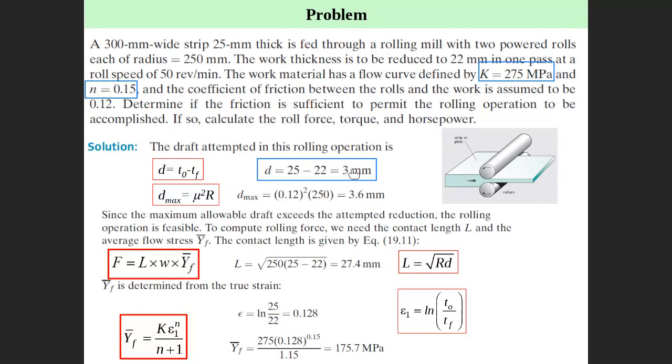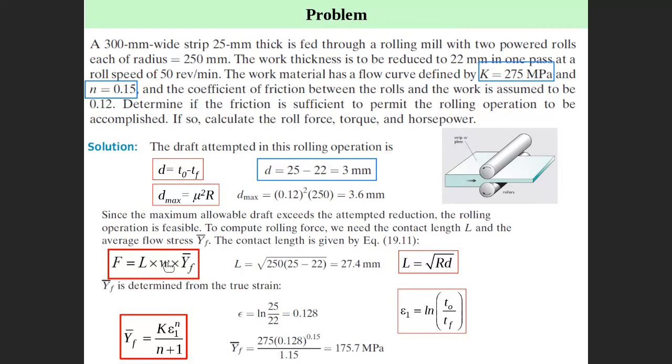Anyway, here it is okay. Then calculate the force, torque, and horsepower. Force, put the equation: F equals L W Y bar flow. L is square root of R D. R is given, and D is the draft, which is 3 millimeter, and R is 250. Then you calculate L. W is given already, no problem. Y bar flow, we don't know. Then for Y bar flow, put the equation: Y bar flow equal to K epsilon to the N divided by N plus 1. Epsilon equal to ln of TO divided by TF. This is the epsilon. Then you apply K and N, which are given, and you get Y bar flow. Then Y bar flow is okay.